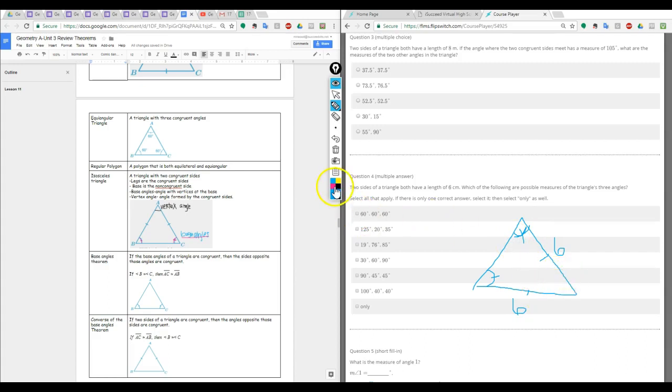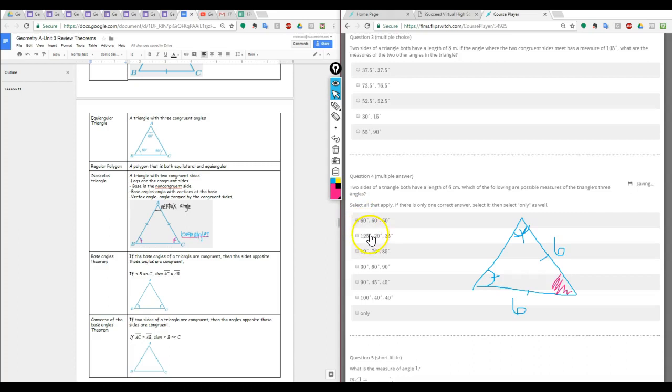Now it doesn't matter what this third angle is, as long as all 3 of these add up to 180 degrees. So we know that at least 2 of them have to be the same. Could all 3? Yeah, but at least 2 of them. So what is 60 plus 60 plus 60? That is 180. And at least 2 of them are the same. So that could be a possibility.